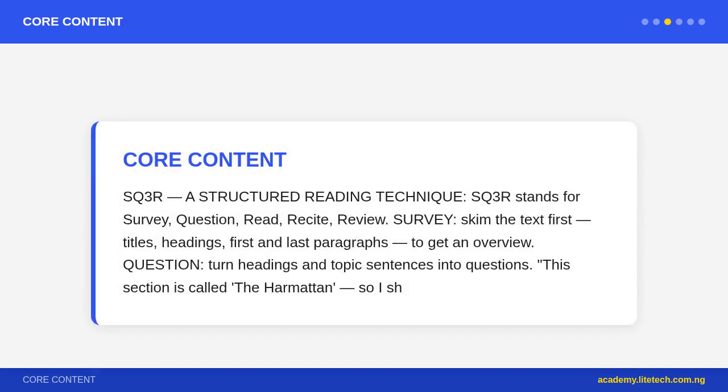Read the text carefully to find answers to your questions. Recite, after each section, close the book and say aloud, or write, what you just read. This tests and reinforces memory. Review, after finishing the whole text, go back over headings, your questions, and your recited answers. Fill in any gaps. SQ3R is powerful for studying textbooks and for examination revision.